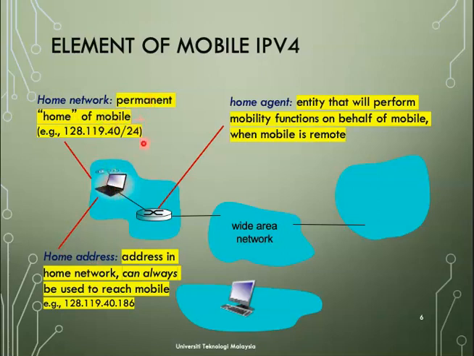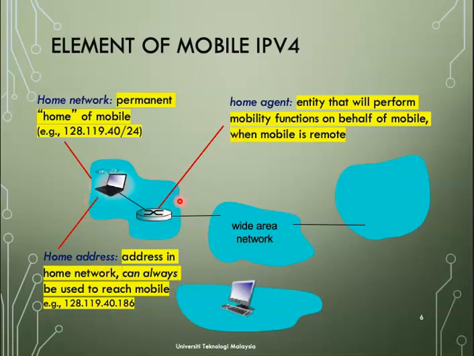Okay, so this is a mobile host. For example, this is the address of the home network. The home address is the address of this mobile host in this home network. So this blue shape here shows the home network. Address in the home network can always be used to reach this mobile host. For example, this is the address of this mobile host in its home network.